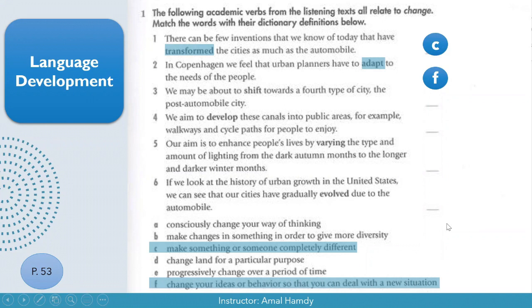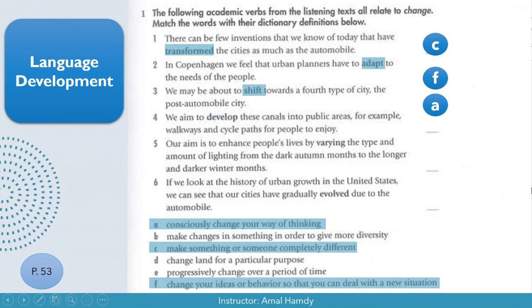Number 3, we may be about to shift towards a fourth type of city, the post-automobile city. So to shift means A, to consciously change your way of thinking. You are not just changing, no, you are consciously changing your way of thinking. A shift is not a change that occurs by itself. It's something that you do after deciding to do so.